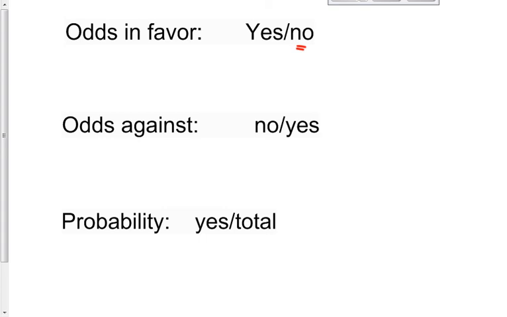Odds against means we start with the number no. What number is not in the answer that we're looking for, and then divided by the yes values. These two numbers, the yes and the no numbers, should add together to give you the total. That's one clue to know if you're on the right track or not. The yes and the no values should add up to give you the total in your entire event. And then just remember from before, the probability fraction is yes over total. That's the only one that uses the full total number on the bottom.